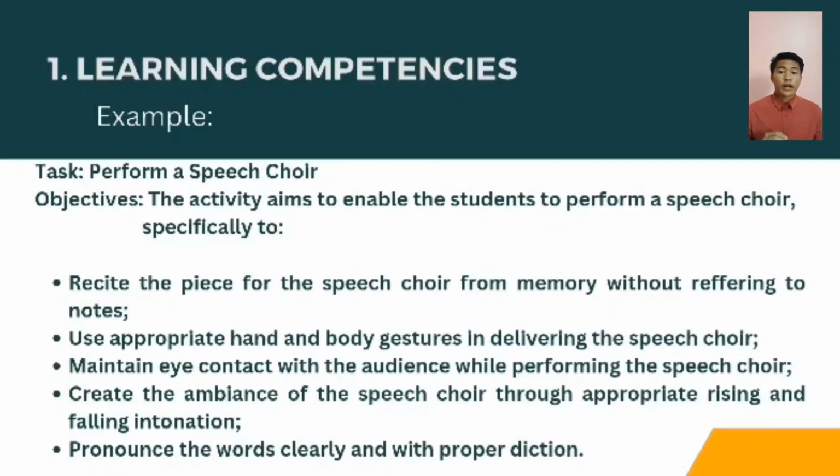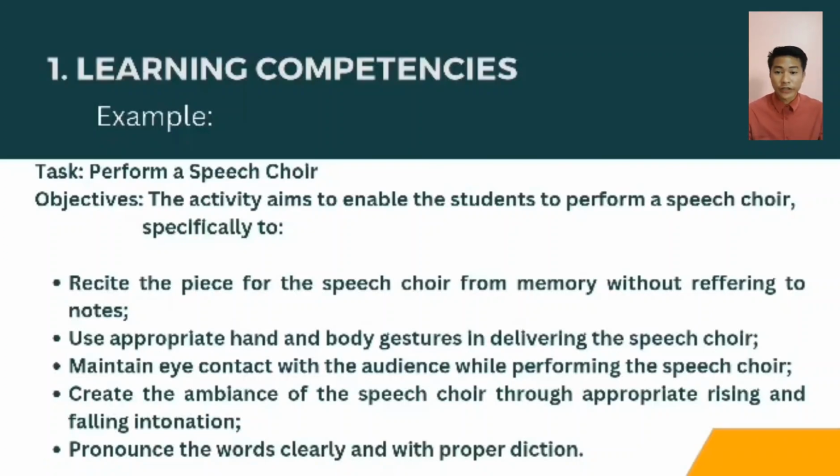So in our specific objectives, it will also range from simple observable processes to more complex observable processes. We can say a process is complex if it contains two or more skills involved in a specific objective. So in our example, we have creating the ambience of the speech choir through appropriate rising and falling intonation. That's the more complex observable behavior.